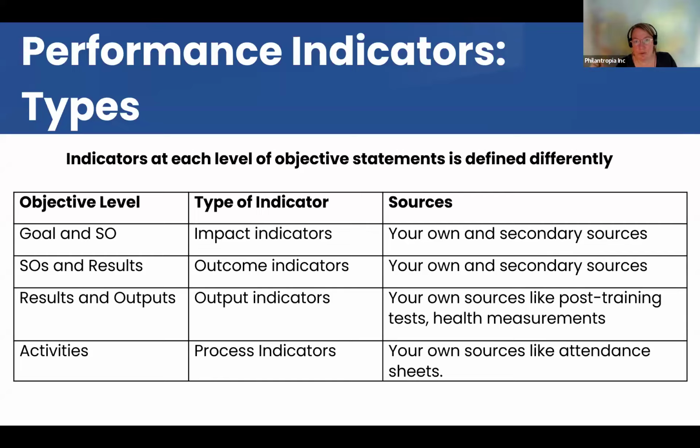You have to use your own sources, like a post-training test, a post-training questionnaire, health measurements, if you did, for example, if you vaccinated people or if you've treated them for a disease, then you have to test them if now they have more antiviral stuff in their blood, whatever it is that you're doing, you have to test the people. You still have to rely on your own sources to be able to report on that indicator.